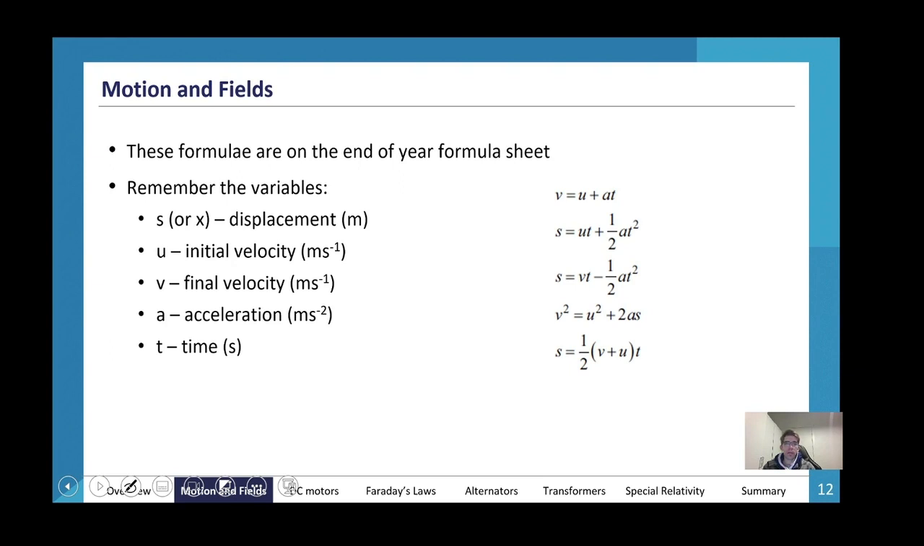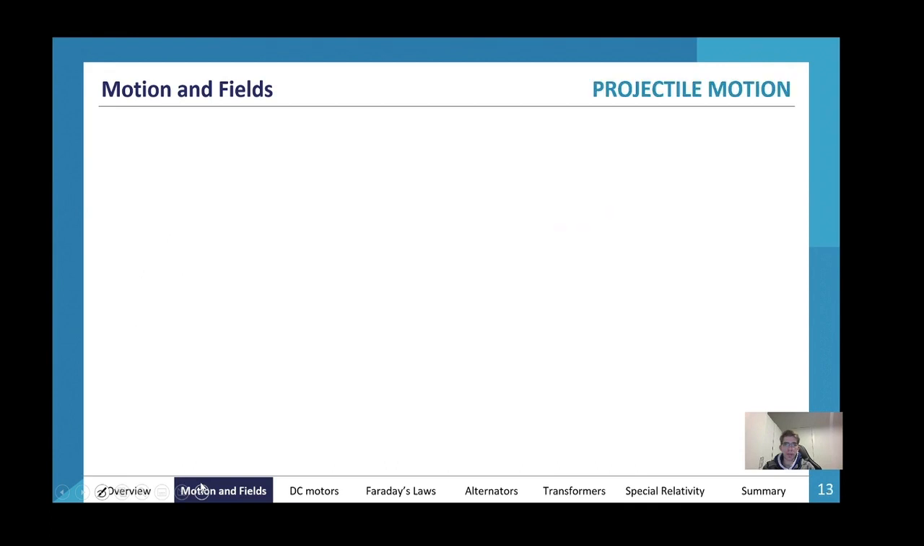Now remember that the variables are: displacement, which is measured in meters. I prefer using x, not s. u is the initial velocity in meters per second. v is the final velocity in meters per second. a is the acceleration and t is the time, and time is measured in seconds, of course.